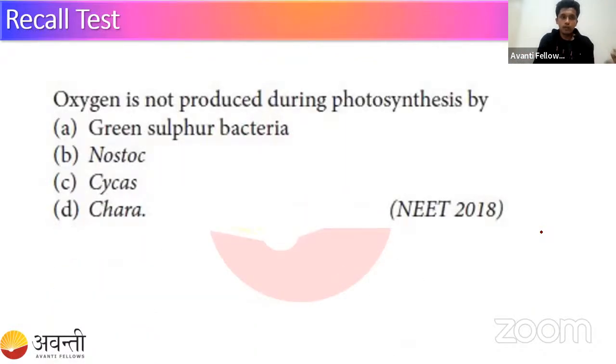So now we are stepping into another chapter where we will discuss photosynthesis, right? So we have a question before we talk about photosynthesis. We don't have MCQs, that is, we don't have polls, so you just give the option, okay? Oxygen is not produced during photosynthesis by which of the following organisms? Okay, green sulfur bacteria, Nostoc, Cycas, and Chara. So these are your options. Take a minute and try to answer in your chat box. Just put an option in your chat box, so I'll follow.